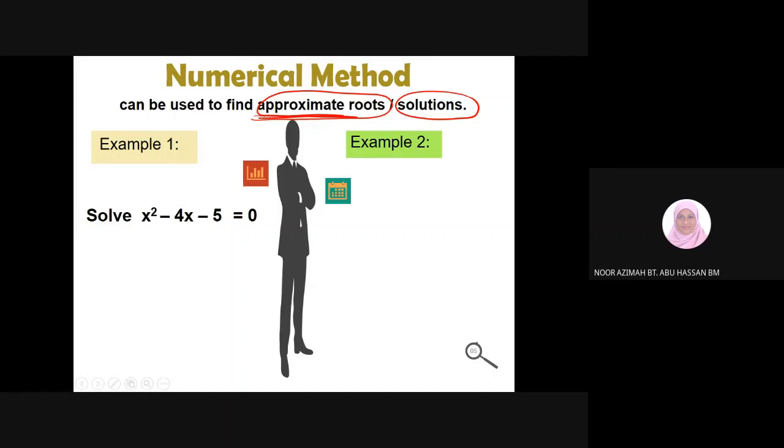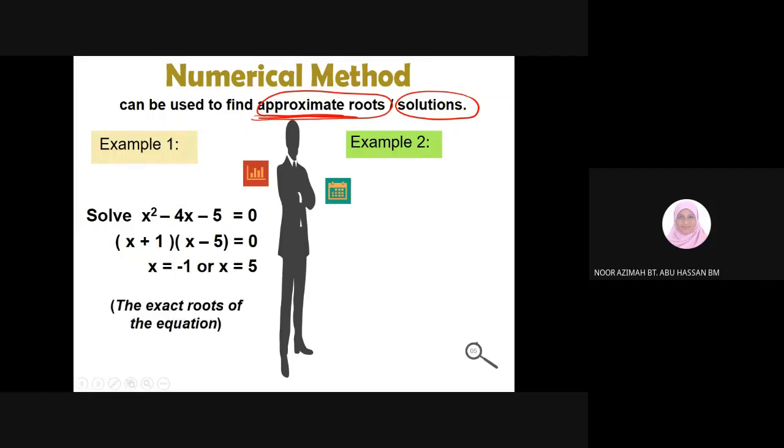Okay, for example 1, this quadratic equation can be factorized into x plus 1 and x minus 5, and you will end up having 2 exact roots, that is at -1 and 5. So 2 exact roots from this quadratic equation. So these are exact roots. Okay, or 2 different roots lah.